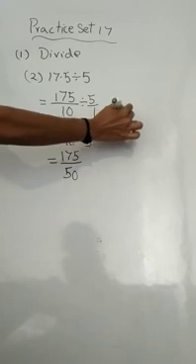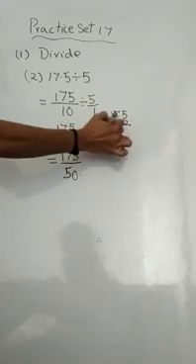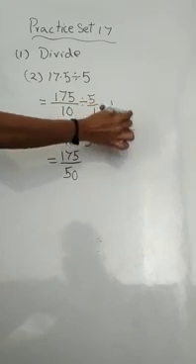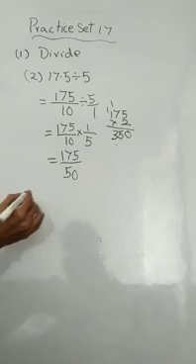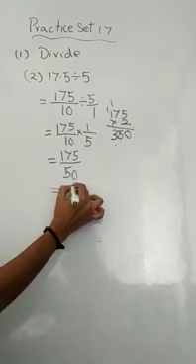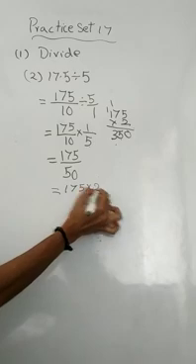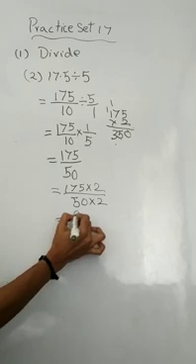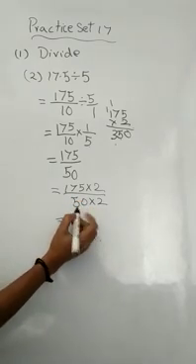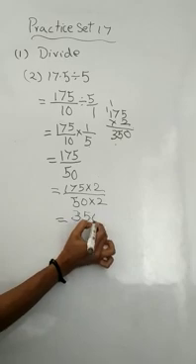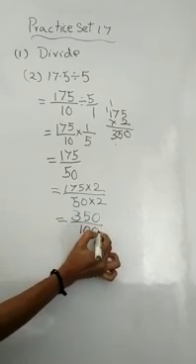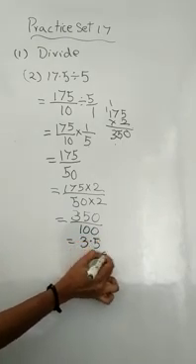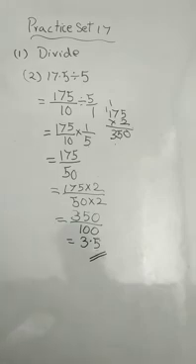That means 175 into 2 you will have to do. You will get 350. That is, here you are writing 175 into 2 by 50 into 2, which you get as 350 by 100, which you can write as what? 2 points, right? 3.5. Okay, so 3.5 is the answer.